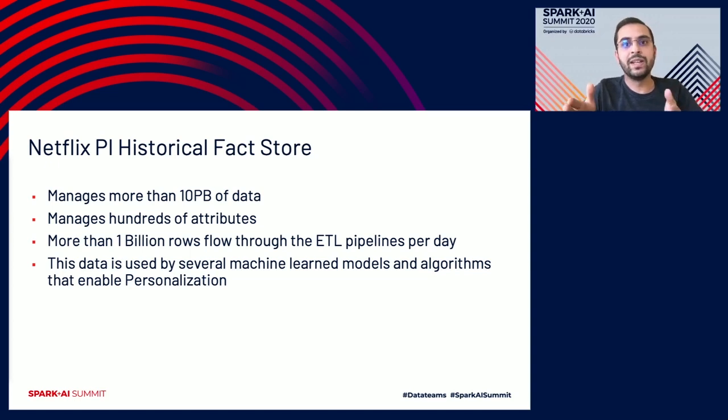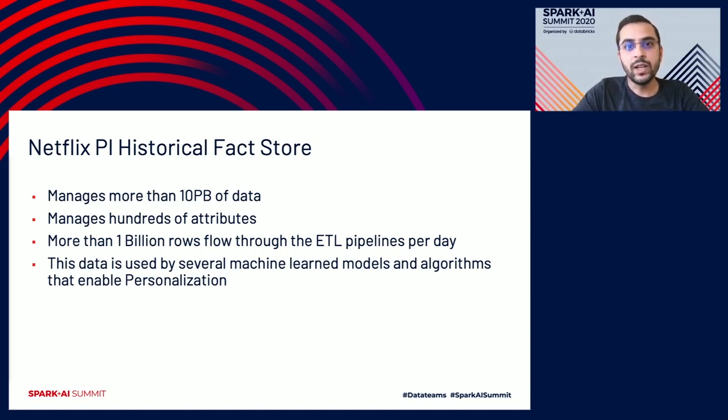Now, combining these thumb ratings with the subscriber information and viewing history, all of that combined forms one row in the historical fact store. There are more than a billion such rows that are flowing through our ETL pipelines every day. All of the recommendation machine learning models use data coming from the historical fact store. That's why we care about the quality of data in this fact store.